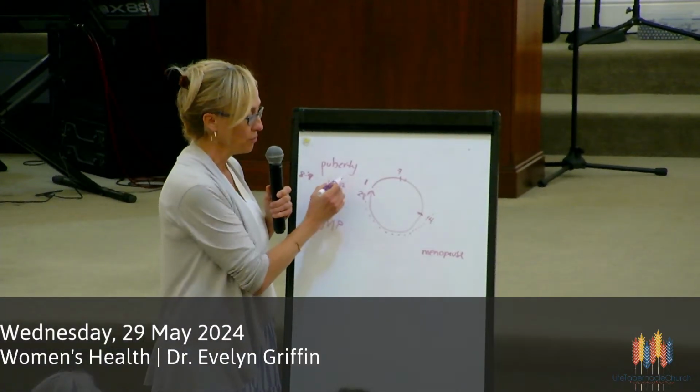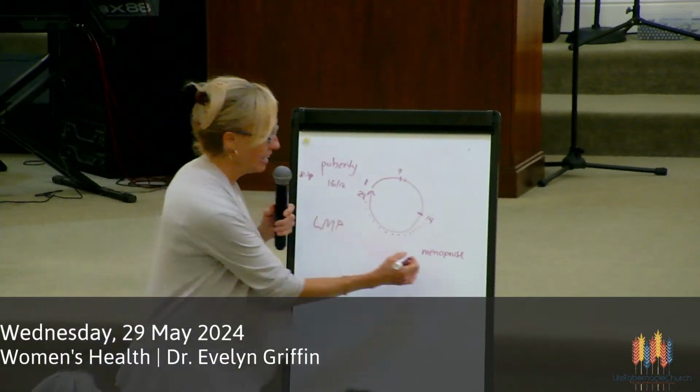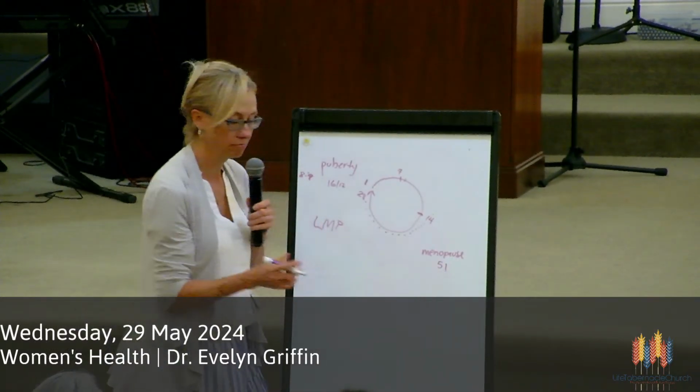And then we're going to skip over this for a second and get to menopause. The average age of menopause is 51 years of age in the US.